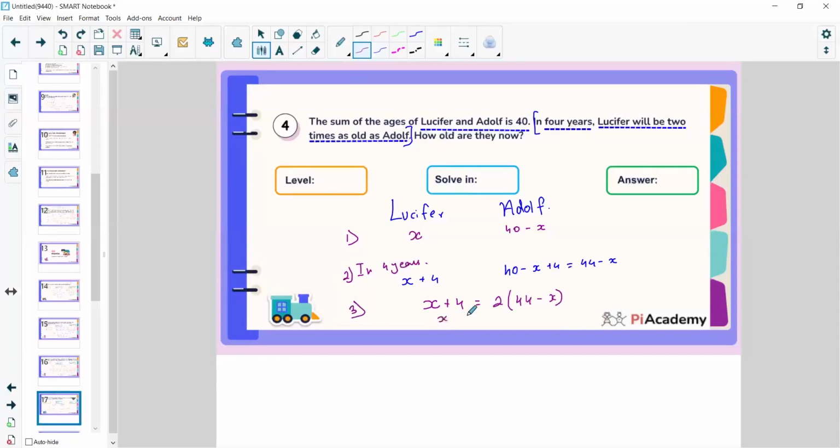Solving this, we will have x plus 4 equals 88 minus 2x. So again, taking 2x to the right side and 4 to the left, what we will have? We will have 3x equals 88 minus 4, which is 84, right? 2x plus x is 3x, 88 minus 4 is 84. So what is the value of x? 84 divided by 3. How much is this?